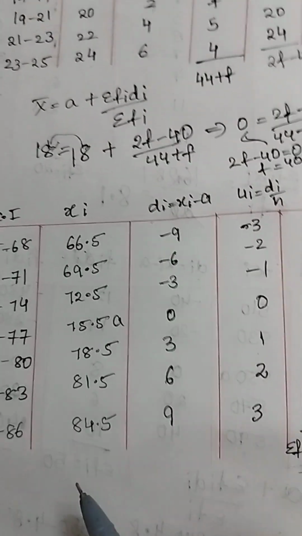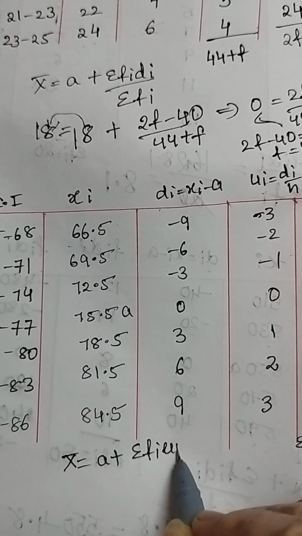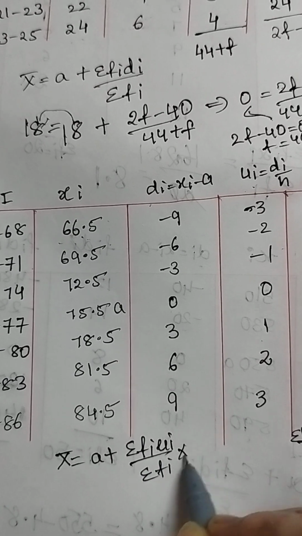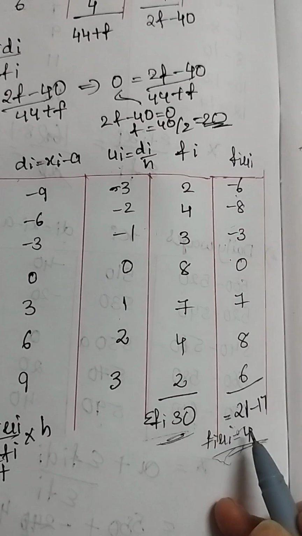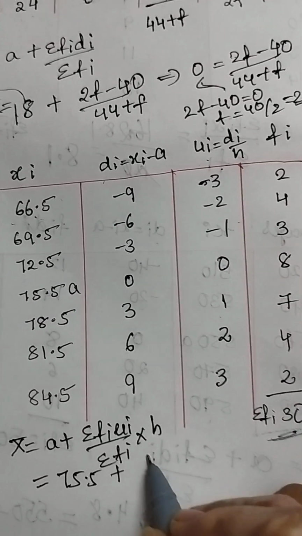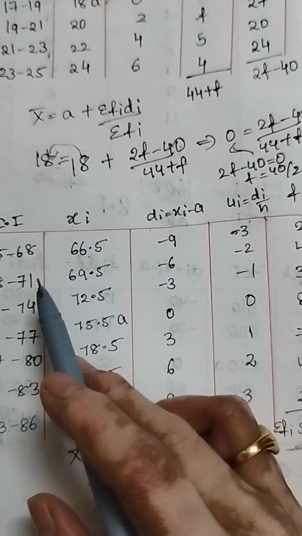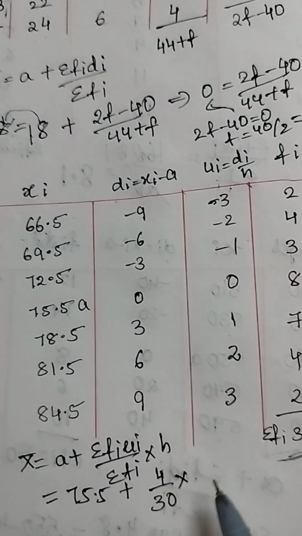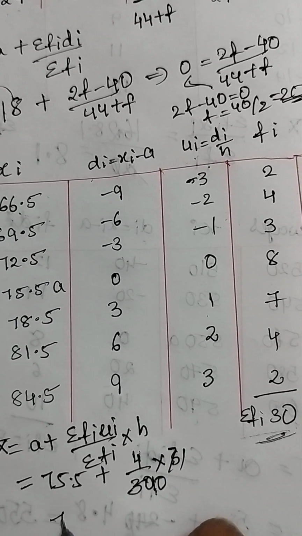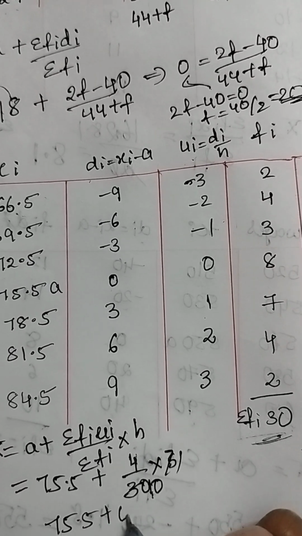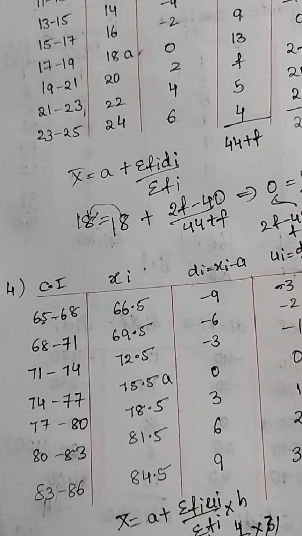Summation Fi is 30. So just apply the formula: x bar equal to A plus summation Fi ui by summation Fi into h. Okay, this is the formula. What we took, A 75.5 plus summation Fi ui we got as 4 by 30 into h. What is h? H is class size, 3. Okay, 68 minus 65 is 3. 3 ones are 3, 3 tens are 30. 4 by 10 means 0.4 you should add. 75.5 plus 0.4 means 75.9 is the answer. So this is regarding the fourth sum.